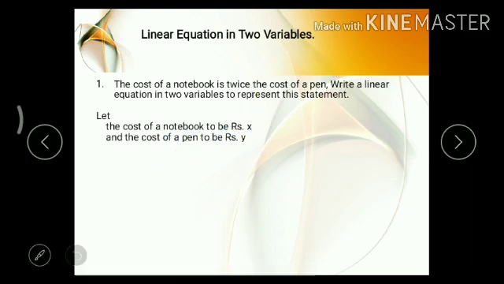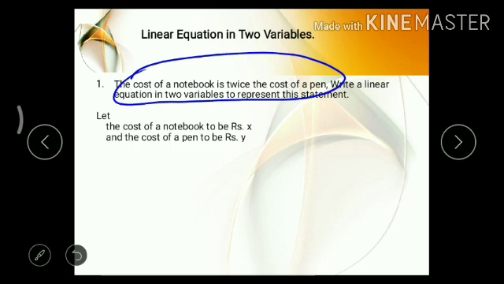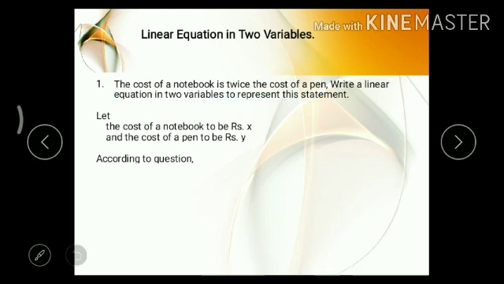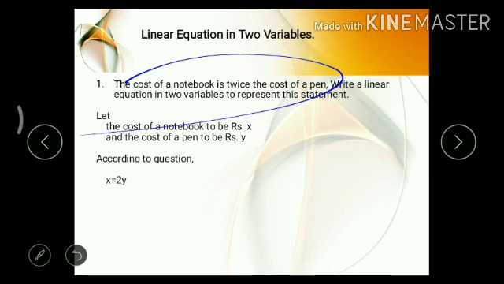Now what is the comparison that is given here? The cost of a notebook is twice the cost of a pen. So according to the question, we shall write x equal to twice y. X was the cost of a notebook, and the cost of a notebook is twice the cost of a pen. If the cost of a pen is y, it will be twice y.